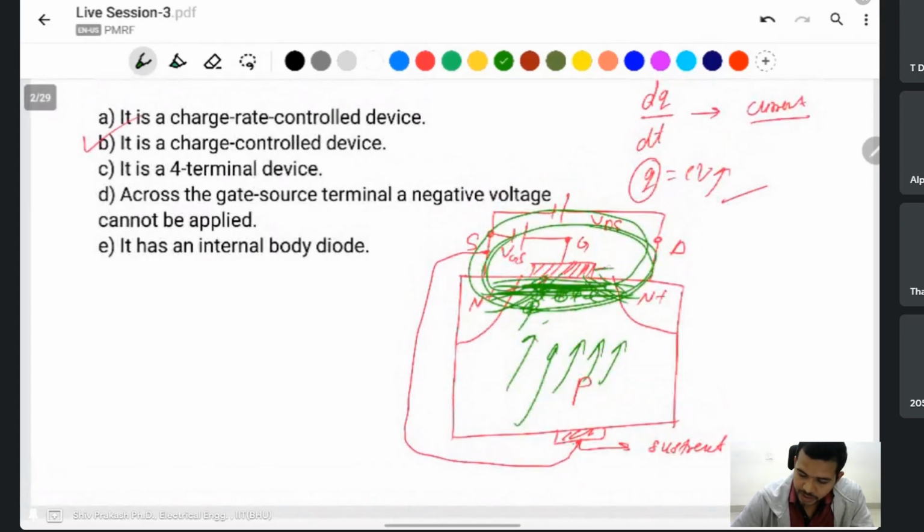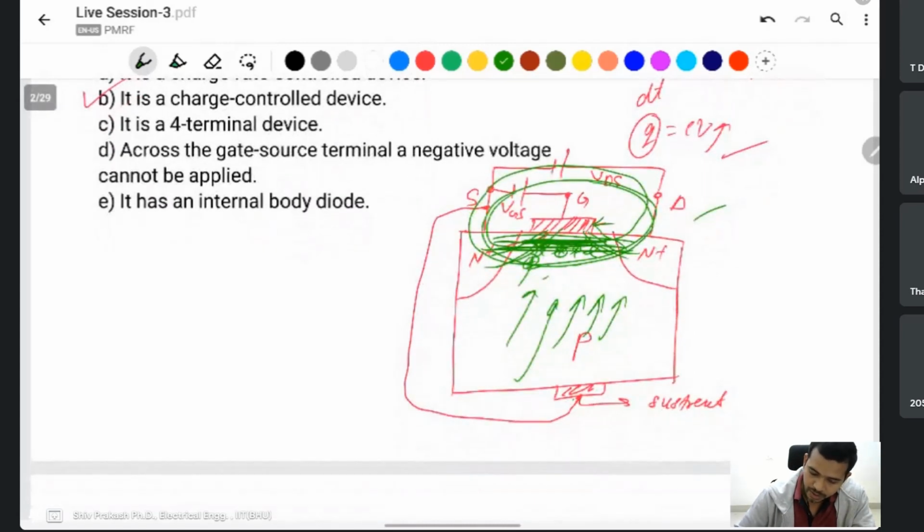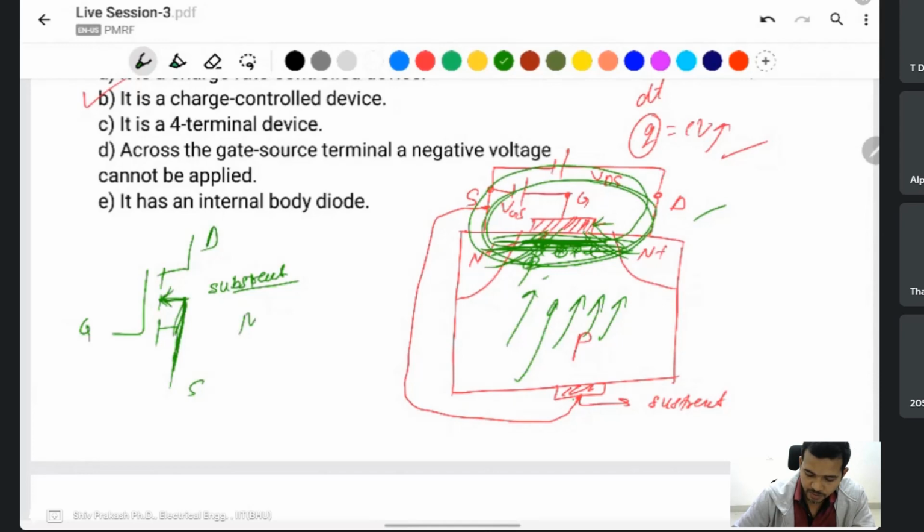And here is charge control due to the voltage across the gate. And this is a 3 terminal device: drain, source, and gate. This one drain, this one gate and source. This terminal is known as the substrate. This one is connected to the source like that. So it is a simple N channel MOSFET. And the last one, it has an internal body diode.